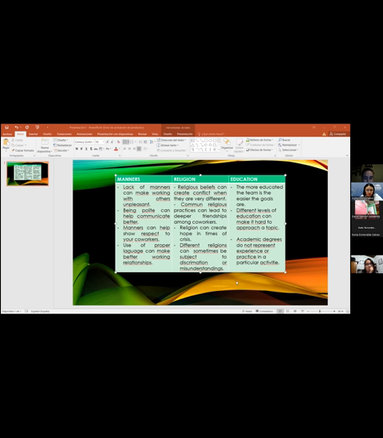Also, religion can create hope in times of crisis. How do you say terremoto? I forget it now. Earthquake? Yeah, an earthquake. And they can pray to God or something like that. And also, different religions can sometimes be subject to discrimination or misunderstandings, because one person can believe that he has the right decision. And yeah, if you do not agree with someone, you can create a bad environment to work.